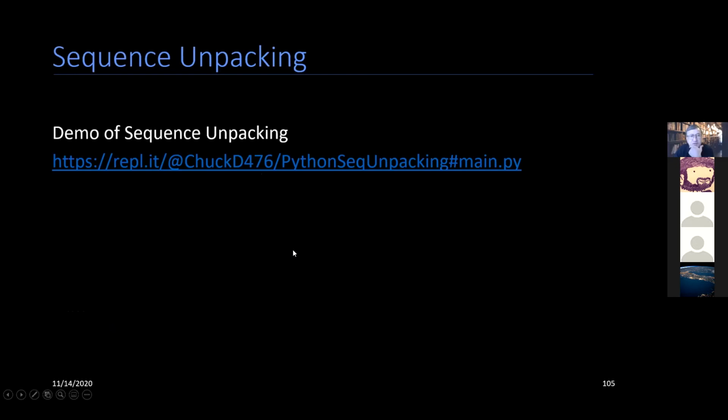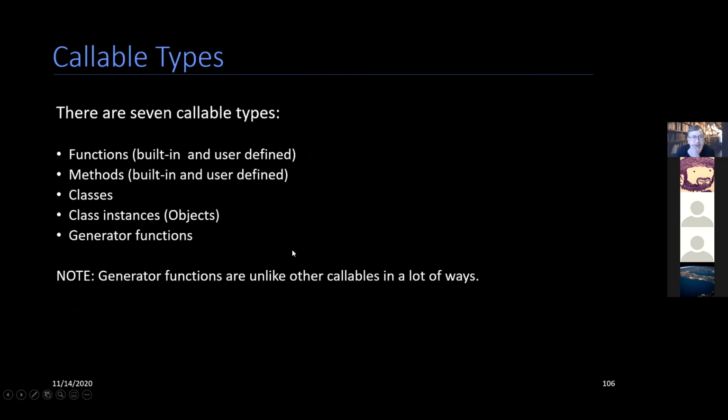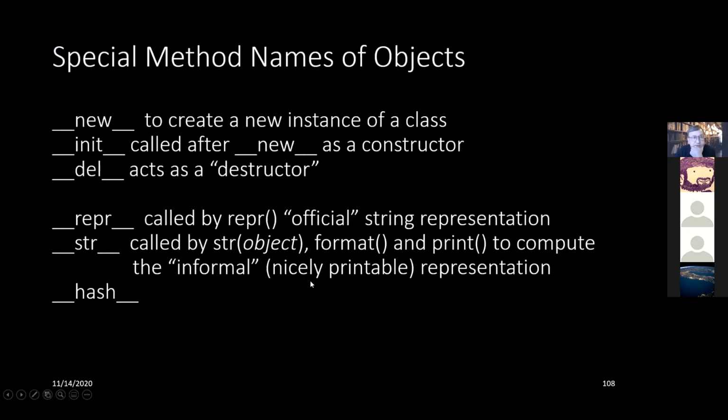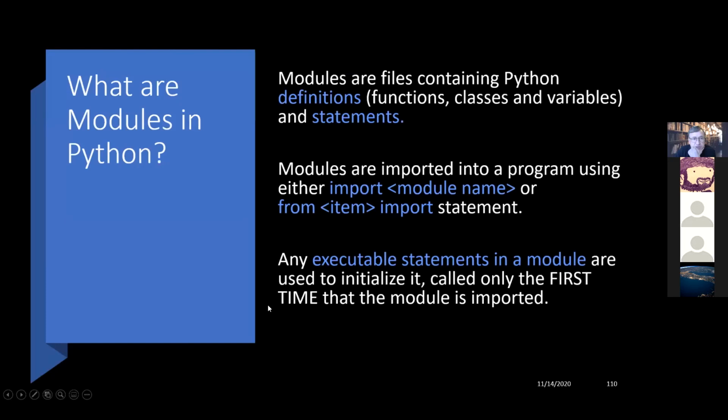There's a link on something called sequence unpacking you could look at. So these are the dunder names, these special values that can be used with the double underscore at the beginning and end of it.